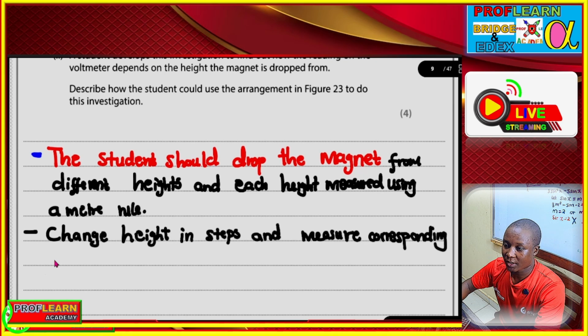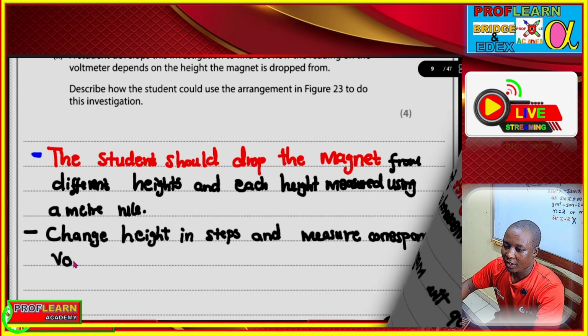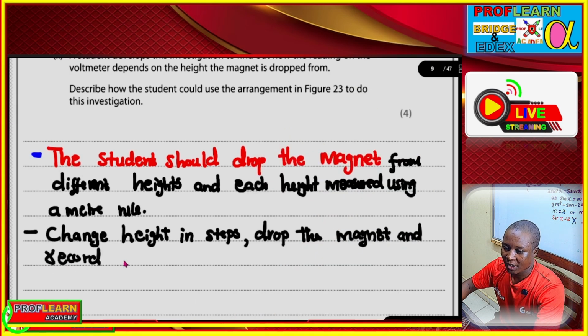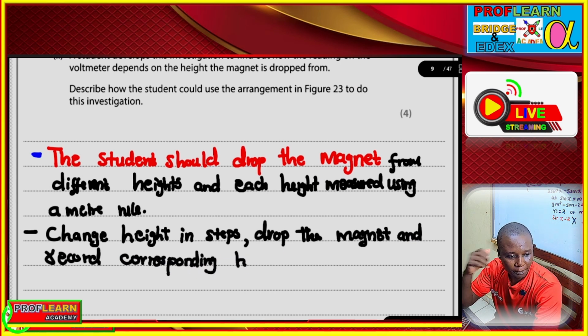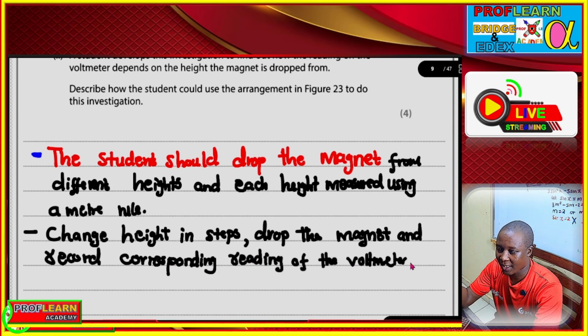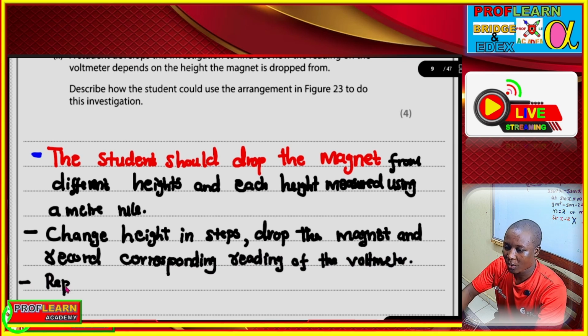So to describe the investigation, how it's going to be done: the student is going to drop the magnet from different heights, and then from there measure the voltage and record the corresponding voltage induced. Then once that is done, the best thing to do is to plot a graph of voltage induced against the height, and then we can comparatively look at what is going on.